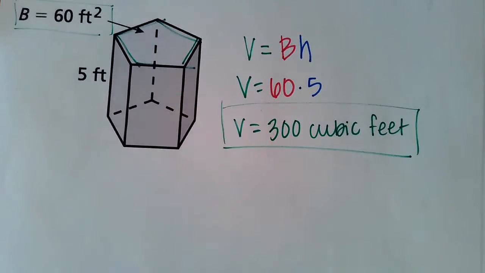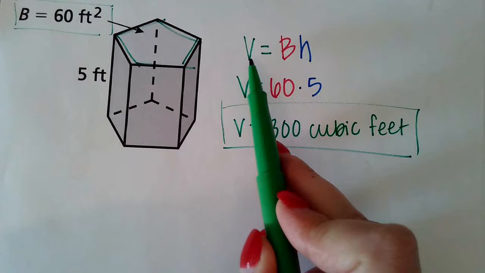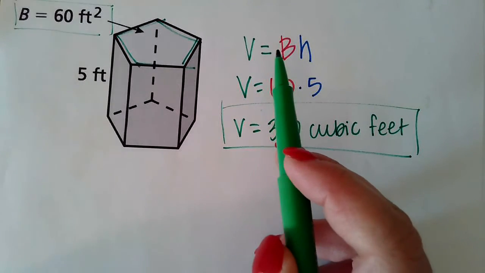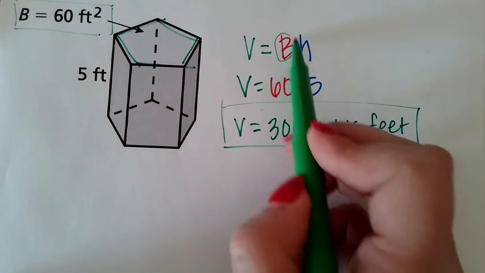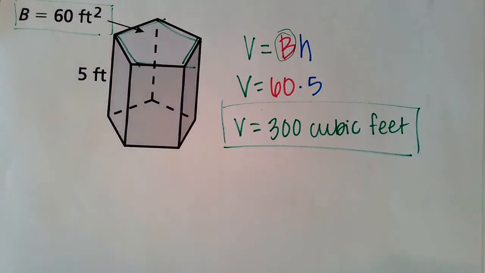And that's how we do it. We go ahead and take our formula. Remember that to find the volume of any prism, we multiply the area of the base times the height. And there you have it.